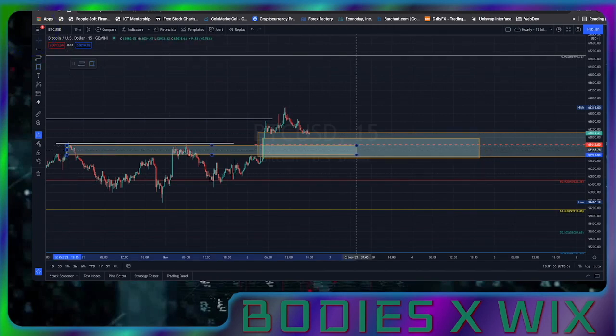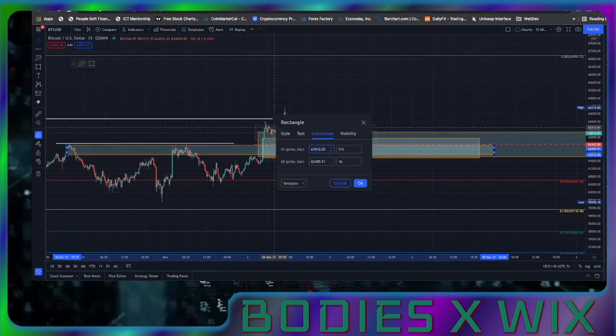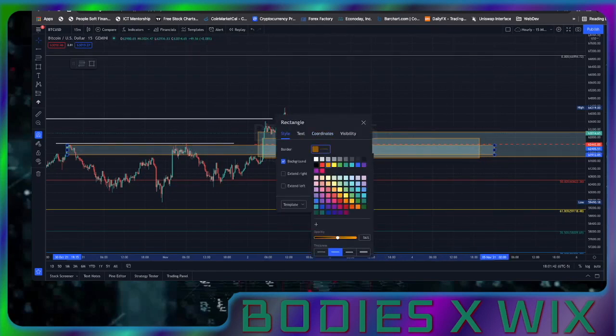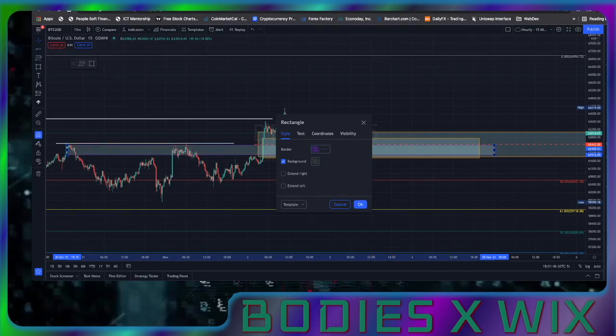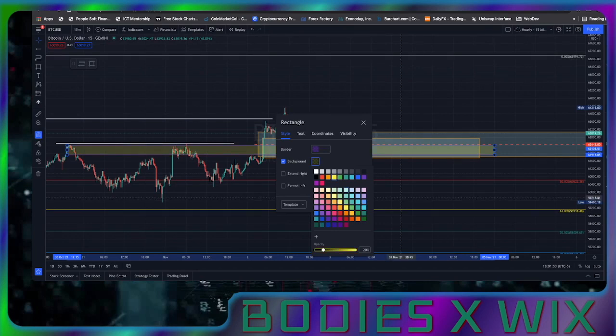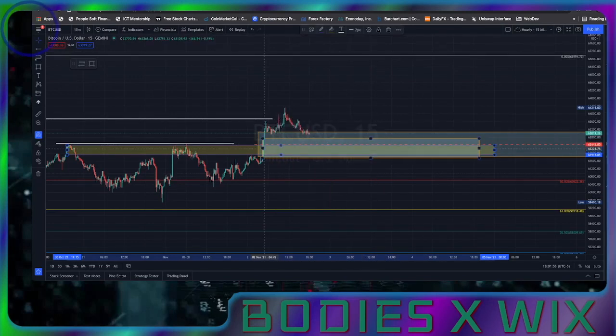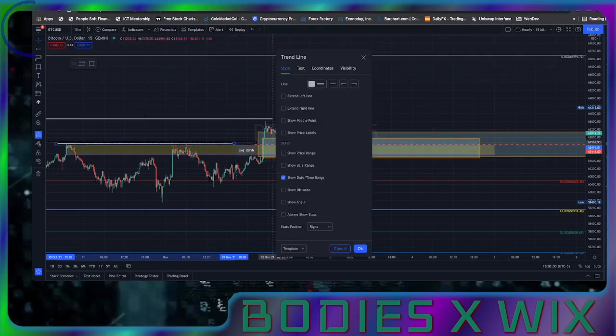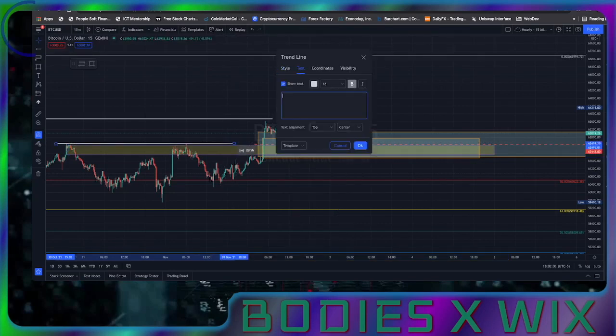And I'm going to color it a little bit differently, just so we know. We're going to do a dark purple on this guy, and the background is going to be, well, I've already got too many yellows, but whatever, light yellow. So that is considered a bullish breaker. So plus for bullish.